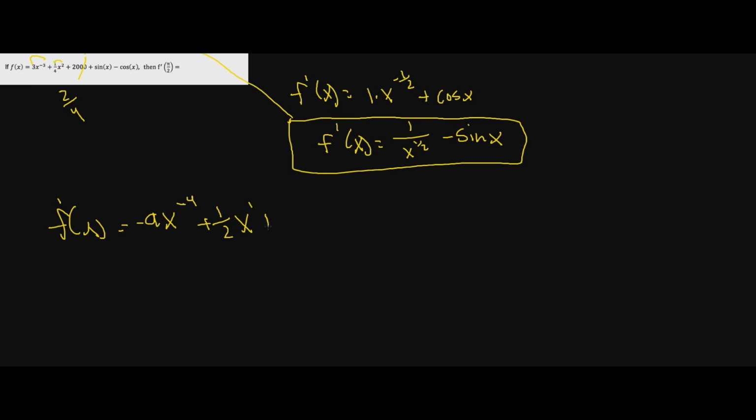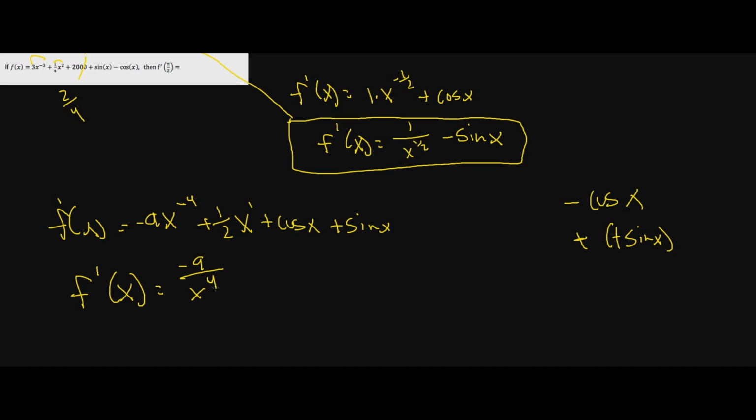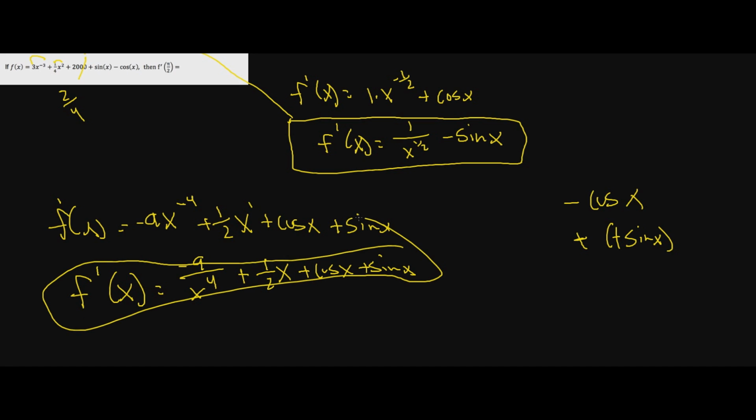Derivative of sine, well, that's just cosine. And we have the derivative of negative cosine, so let me write it over here. Well, what's the derivative of cosine? It's negative sine. And what's going to happen to these two negatives? Well, they're going to turn positive, so we get plus sine of x. I would finally rewrite this as negative 9 over x to the 4th, right, just rewriting and putting it back on the denominator, 1/2 x plus cosine of x plus sine of x. And there is our derivative function for those 3 problems, all right?